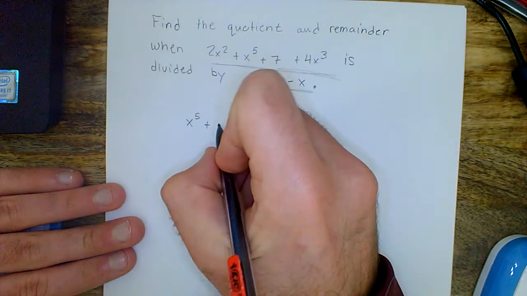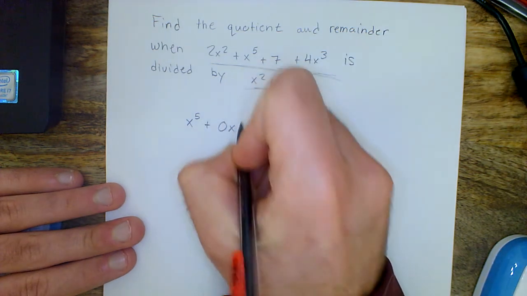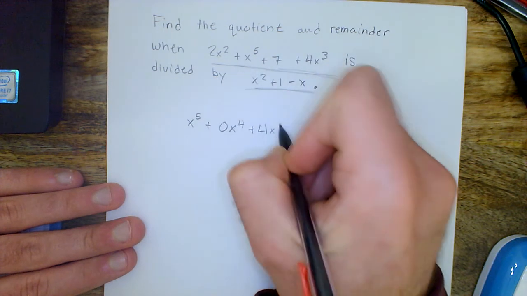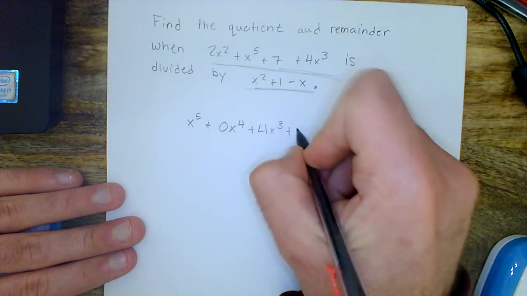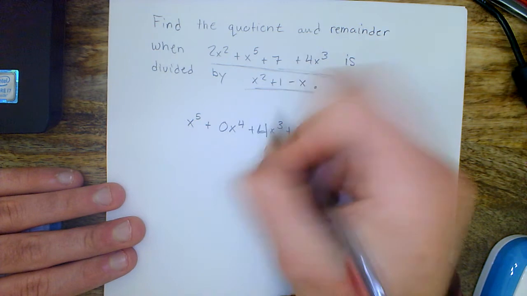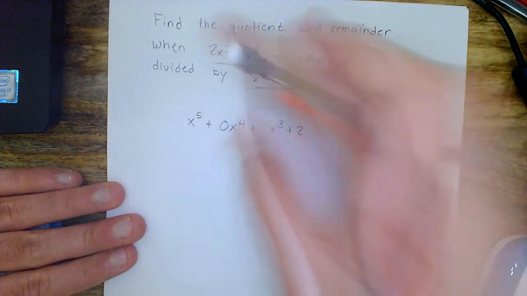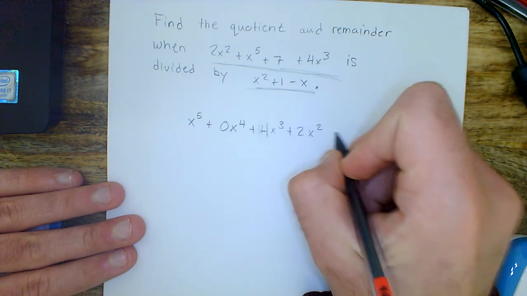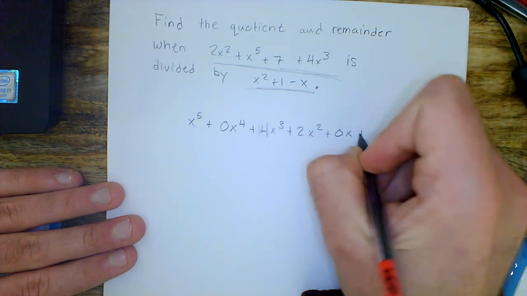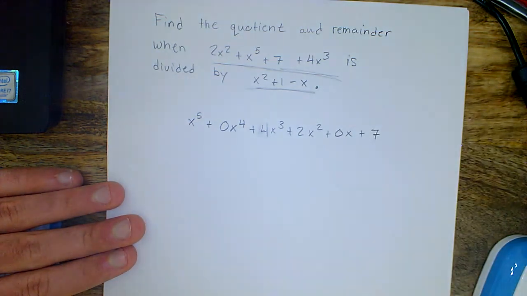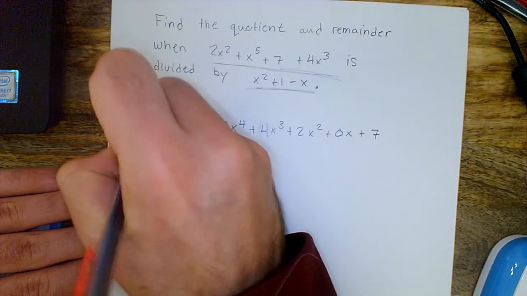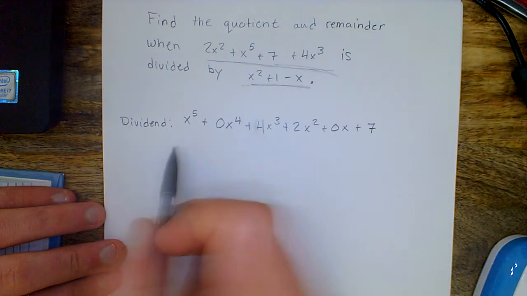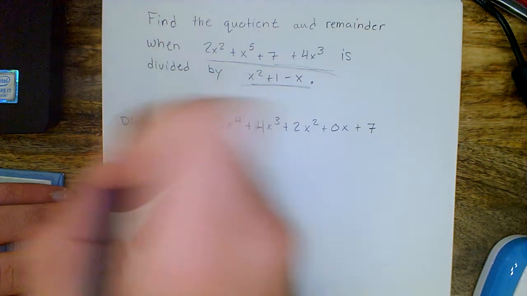Sometimes it's also convenient to write 0x to the fourth, because there's no x to the fourth term here. Plus 4x cubed, plus 2x squared, plus 0x, plus 7. That's the dividend, written in descending order.